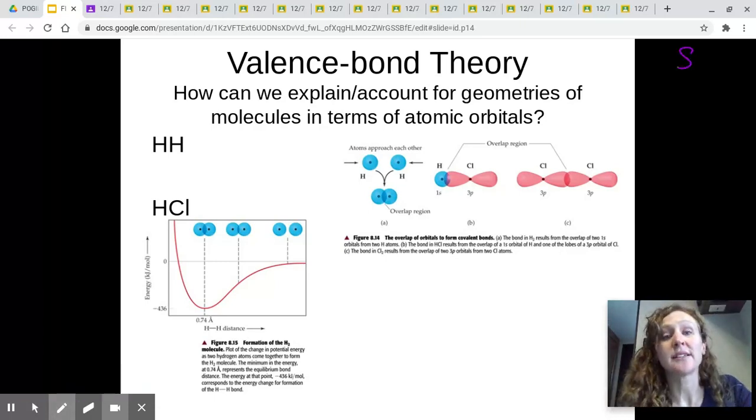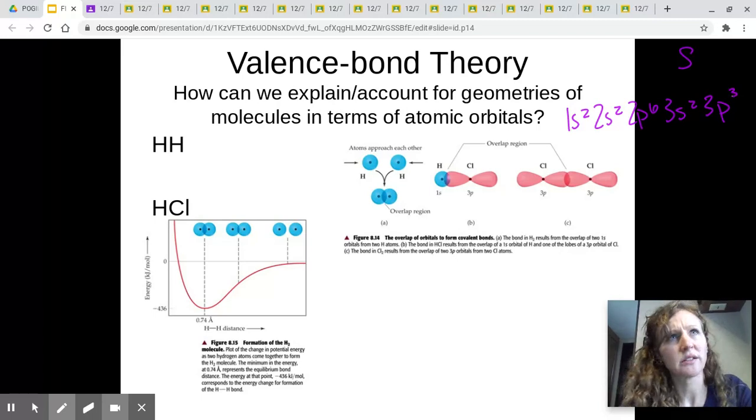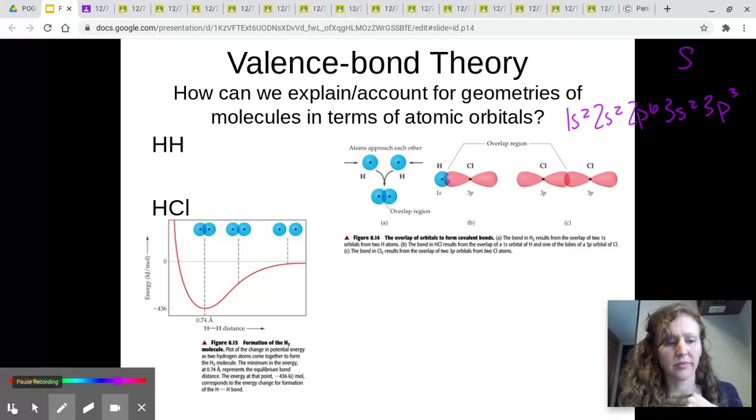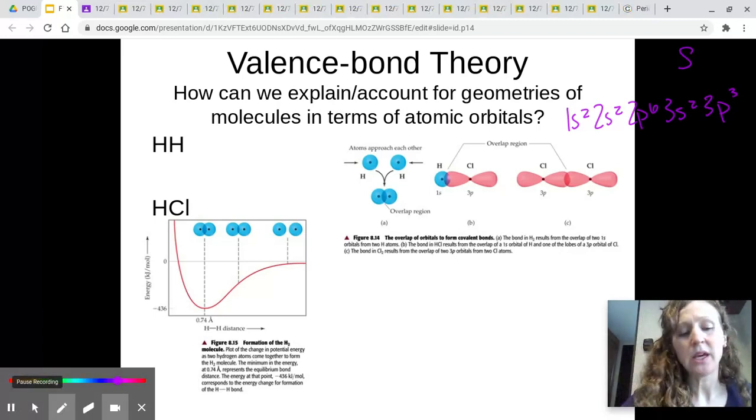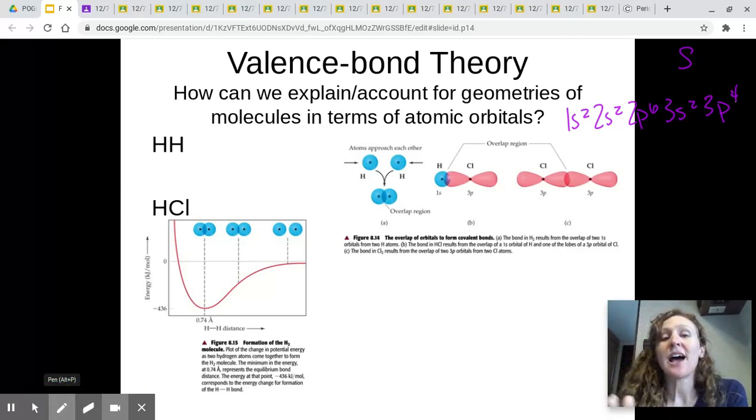You can write the electron configuration for sulfur. 1s2, 2s2, 2p6, 3s2, 3p4. Okay, so this describes all the atomic orbitals in sulfur.